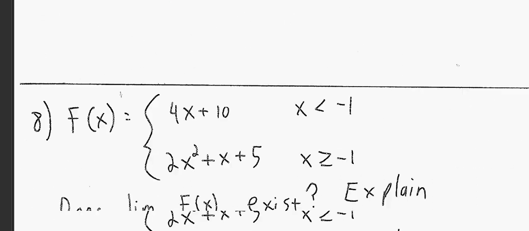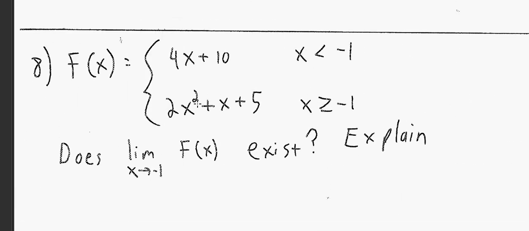Cool. Let's do the last one of this page, number 8. Does the limit as x goes to negative 1 of f(x) exist? Explain. All you need to do here, first off, 4x plus 10 is continuous. 2x squared plus x plus 5 is continuous. If we want to check at negative 1, well, that's where the split is. So, of course, that's what I'm going to ask you. What's the limit as x goes to negative 1? So let's see where 4x plus 10 is headed. Well, when x is negative 1, 4x plus 10 is equal to 6.